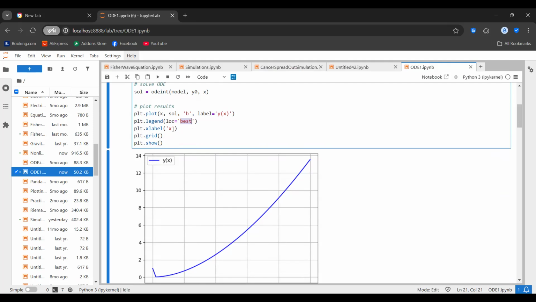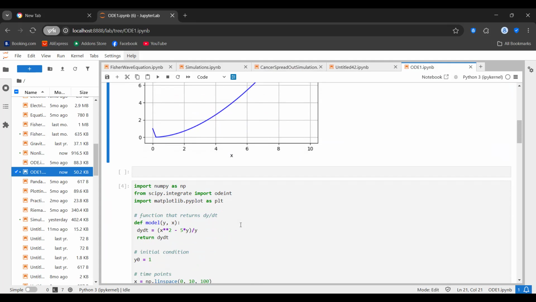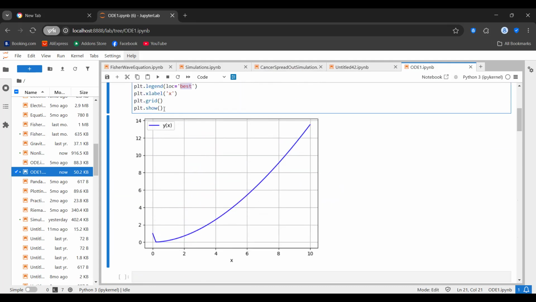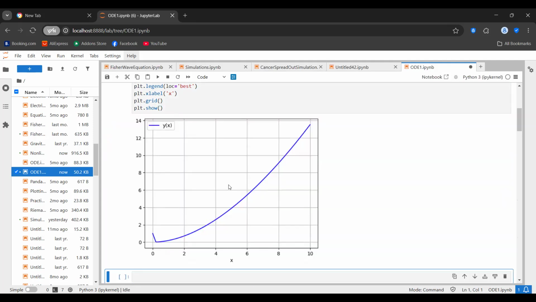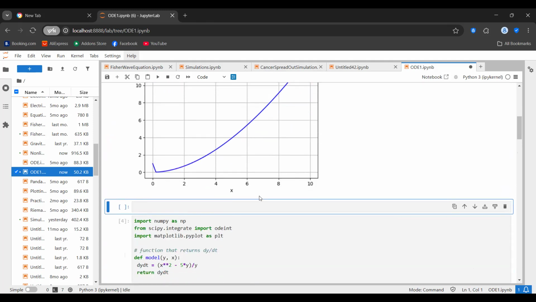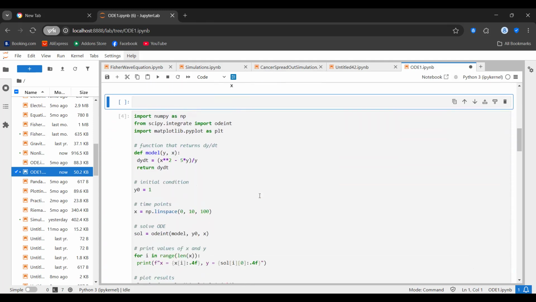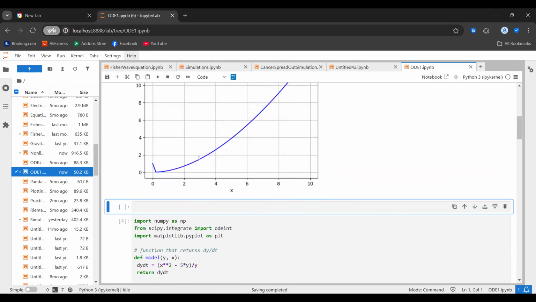Then the x label here is x, and we have the grid. And we have to show the plot using this. Okay, so when we run the program, we have the graph here. It is the same as the graph given by Mathematica.